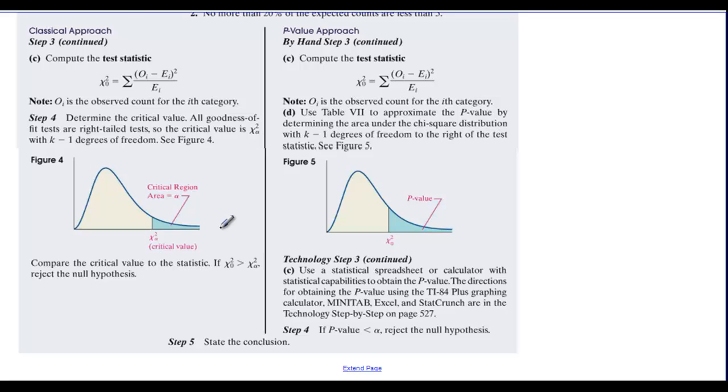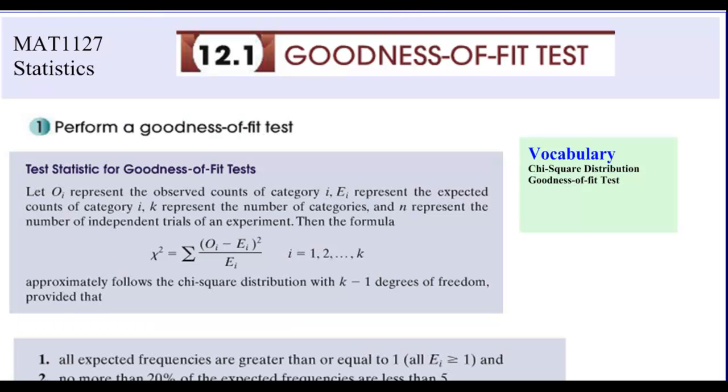And then essentially, if our test statistic falls into this critical region, we're going to reject the null hypothesis. And if it doesn't, then we're going to fail to reject the null hypothesis. Remember, if we fail to reject the null hypothesis, then we cannot conclude that the distribution is different. And if we do reject the null hypothesis, then we would say that there is enough evidence to conclude that the distribution is different.